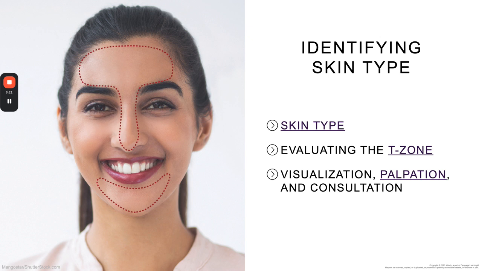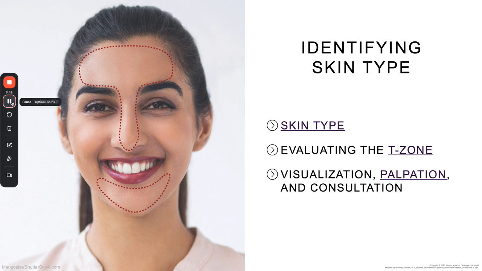We also have a definition for the T-zone. The T-zone is the center area of the face corresponding to the T shape formed by the forehead, the nose, and the chin. Evaluating the pores in the T-zone is the first step in determining the skin type.